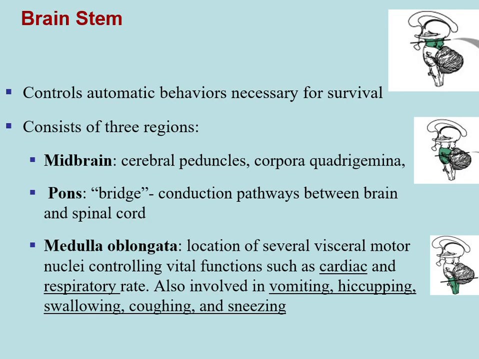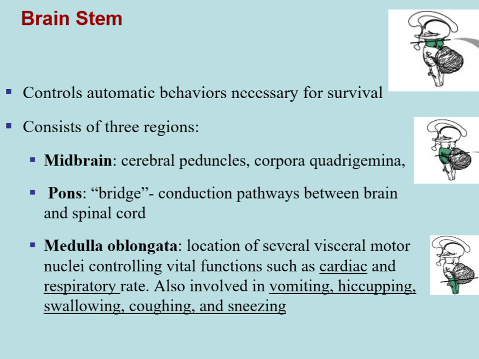Alright, next we're going to look at the brainstem. The brainstem is located adjacent to the diencephalon, and it's going to be located near the cerebellum. It controls automatic behaviors that are necessary for survival and also has three regions: the midbrain, the pons, and the medulla oblongata, sometimes just called the medulla.